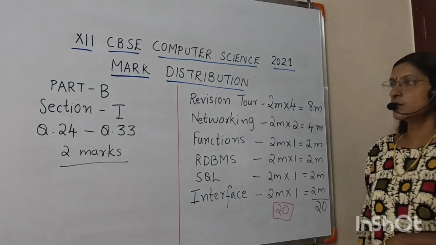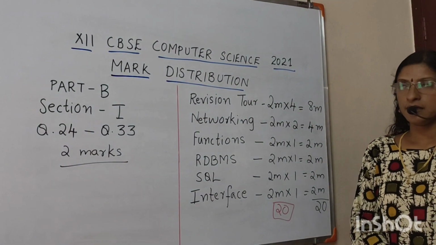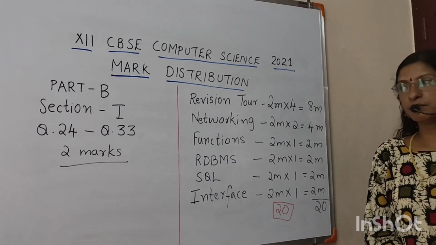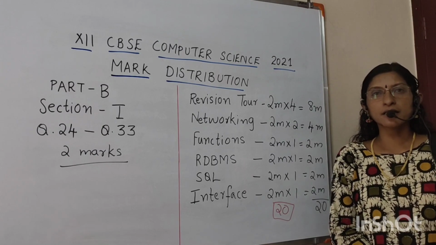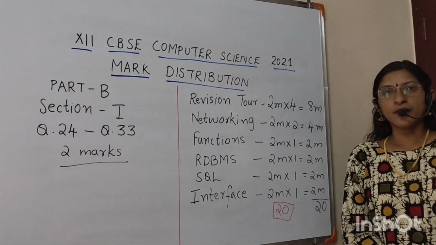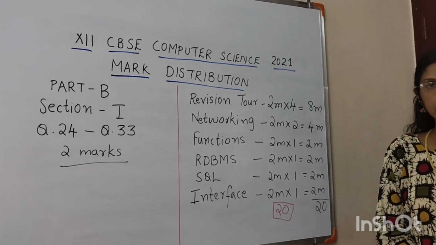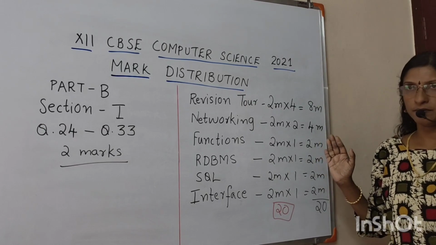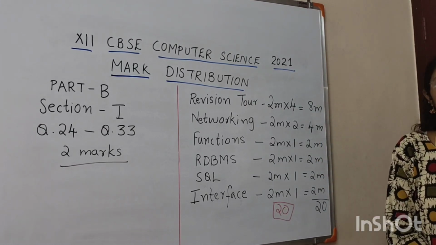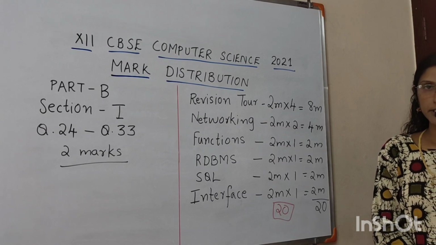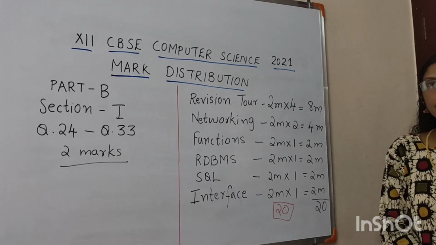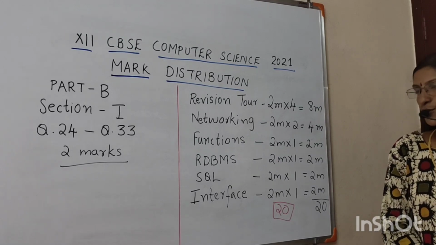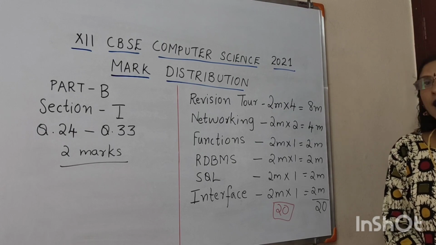Now we shall have a look into Part B. In Part B, Section 1, question number 24 till question number 33 will be 2 mark questions. From which portions will these questions come? Let us have a look towards the right side of the board. From revision tour, 4 two-mark questions will come. From networking, 2 questions will come. From functions, 1 question will come.